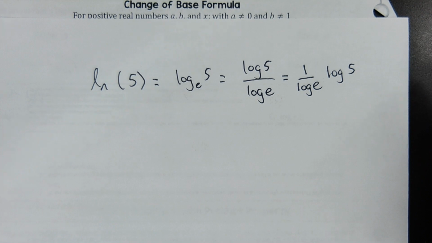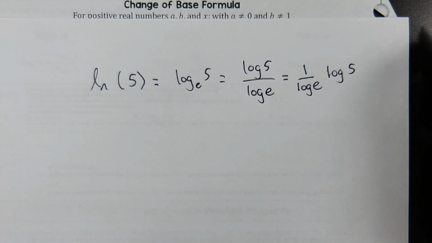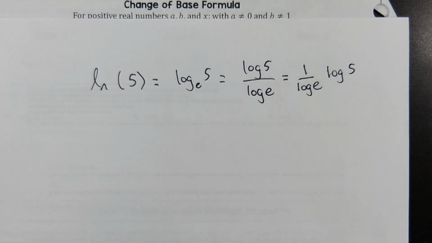Why did I write it like this? Because what I wanted you to see was, and I know I'm kind of letting the cat out of the bag a little bit here, is what if it didn't say the ln of 5? What if it said the ln of x? Let's pretend it said the ln of x.